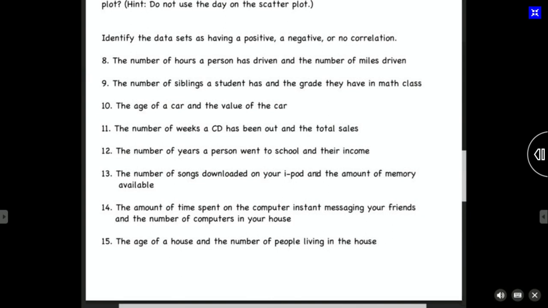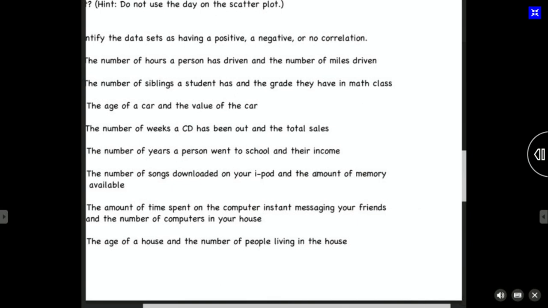What happens as you continue to drive? What happens to the miles? We're on number 8. Do you go fewer miles as you continue to drive, or do you go more miles? More. So as the hours are increasing, the miles are increasing. So what kind of a relationship is that? Positive.